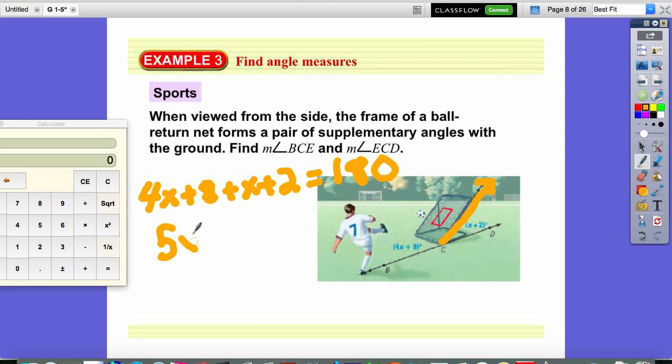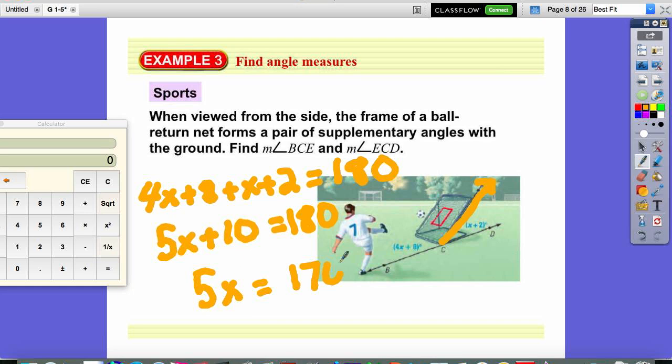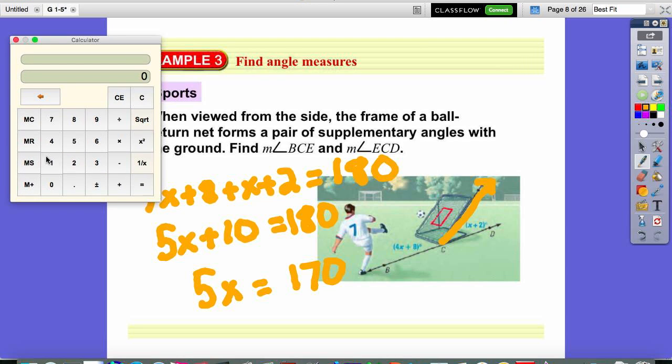And combine like terms, 5x plus 10 equals 180. I subtract 10 from both sides. I get 5x is 170. 170 divided by 5 is 34. So if x equals 34, x plus 2 is 36, and 34 times 4 is 136, plus 8 is 144.